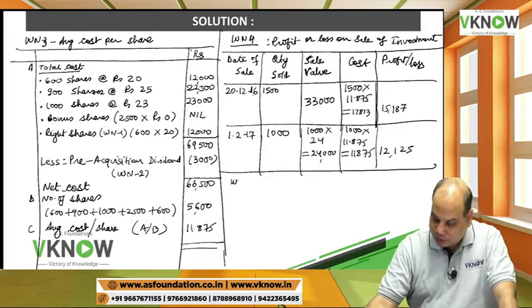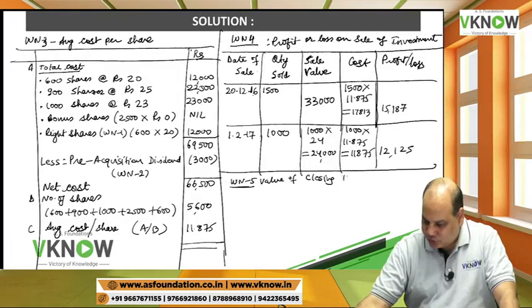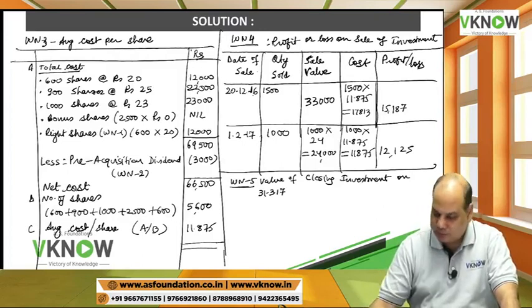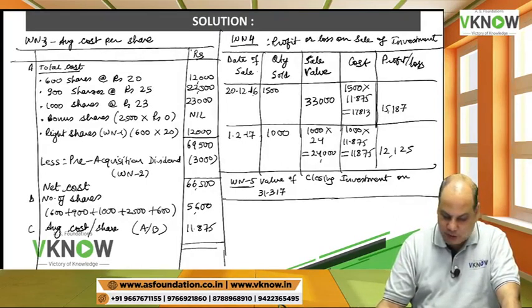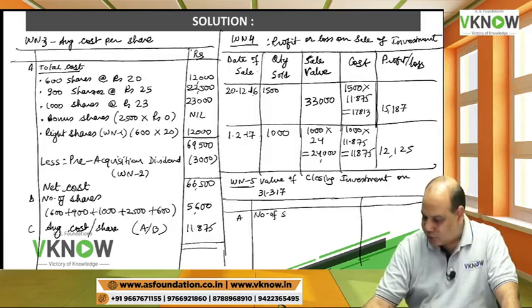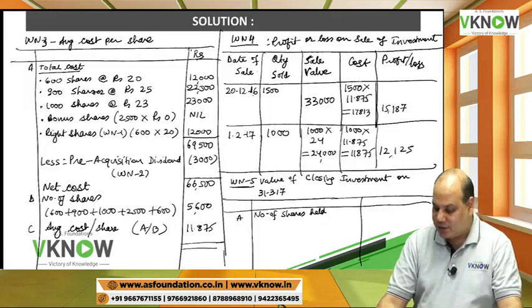Last step, step 5. Write down working note 5. Value of closing investment on 31st March 17. First, write down A, number of shares held. How many shares you are holding? Just check.